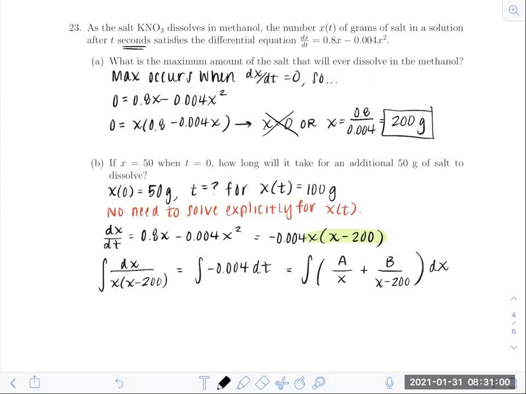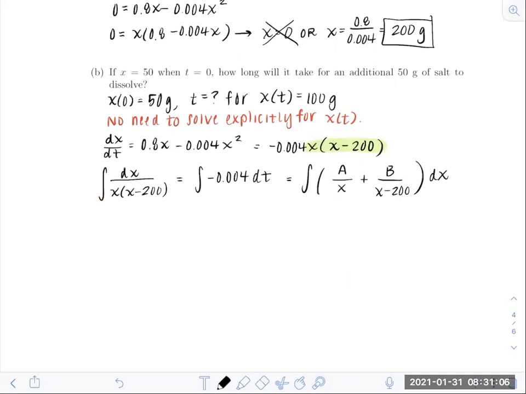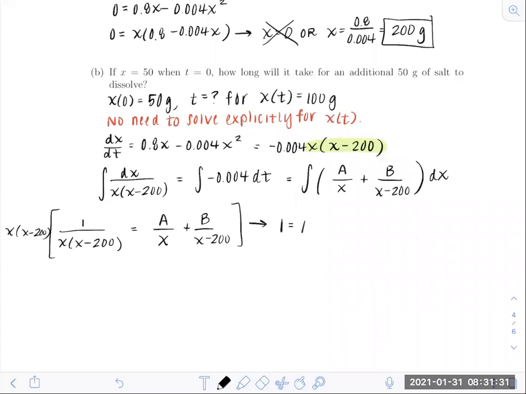And I'd like to solve for A and B so that I can integrate directly. So I am going to equate the integrands, dropping the differentials. And then to knock out all of the fractions, I'll go ahead and multiply through by the common denominator, which is x times x minus 200. So multiply that entire equation through. That gives us 1 equals A times x minus 200 plus Bx.